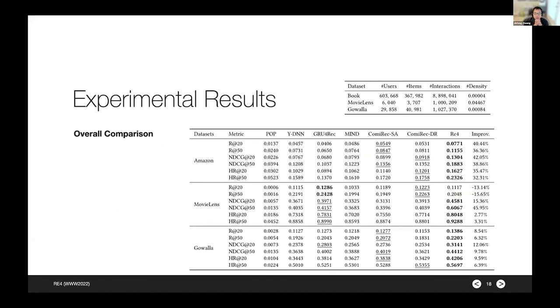I'm not familiar with some of the baseline methods here. Just wondering, are any of them based on simple handcrafted feature engineering, then build a multi-class classifier using GBDT or random forest or whatever? Is any of the baselines like that?